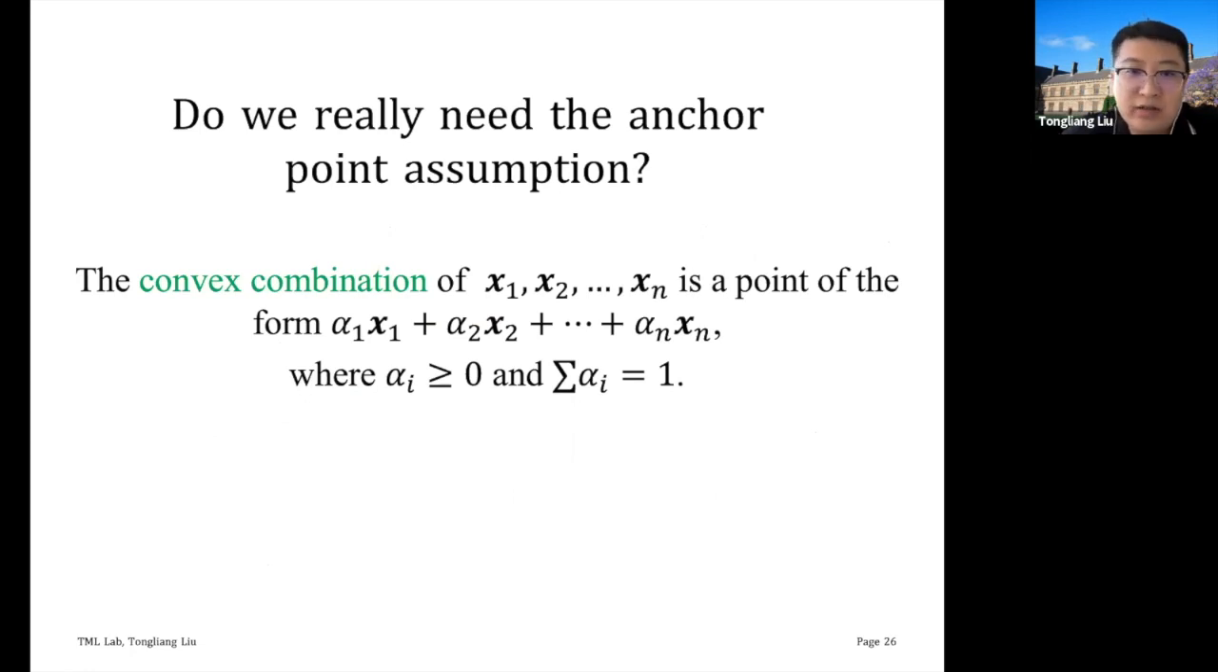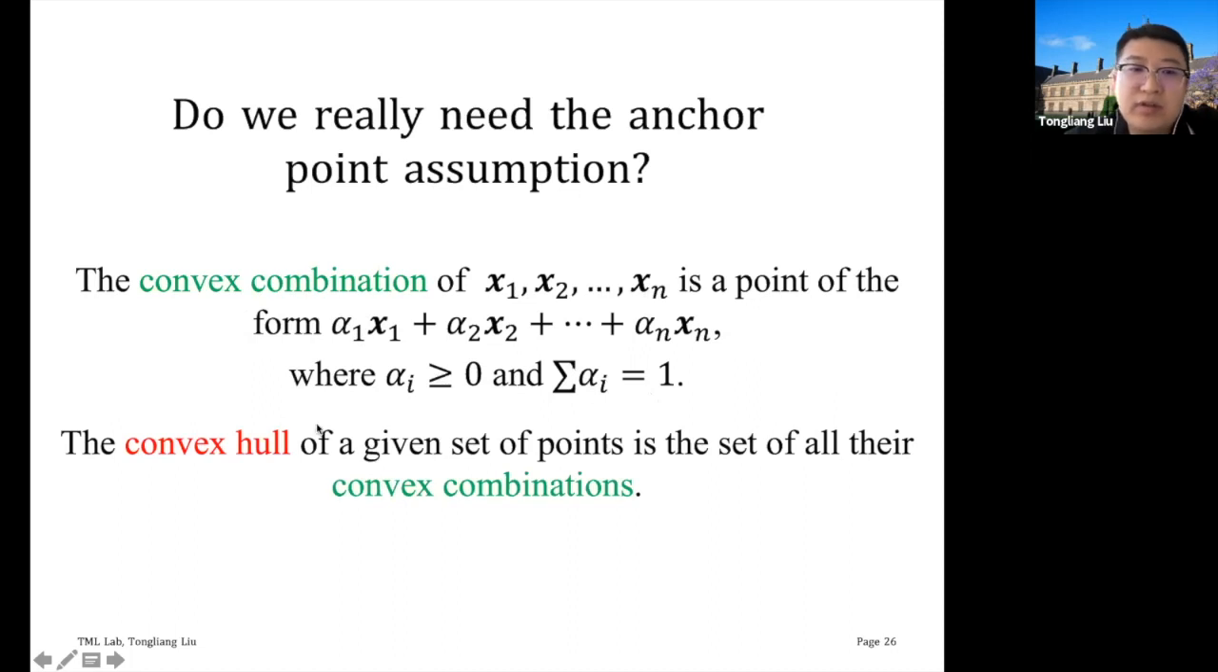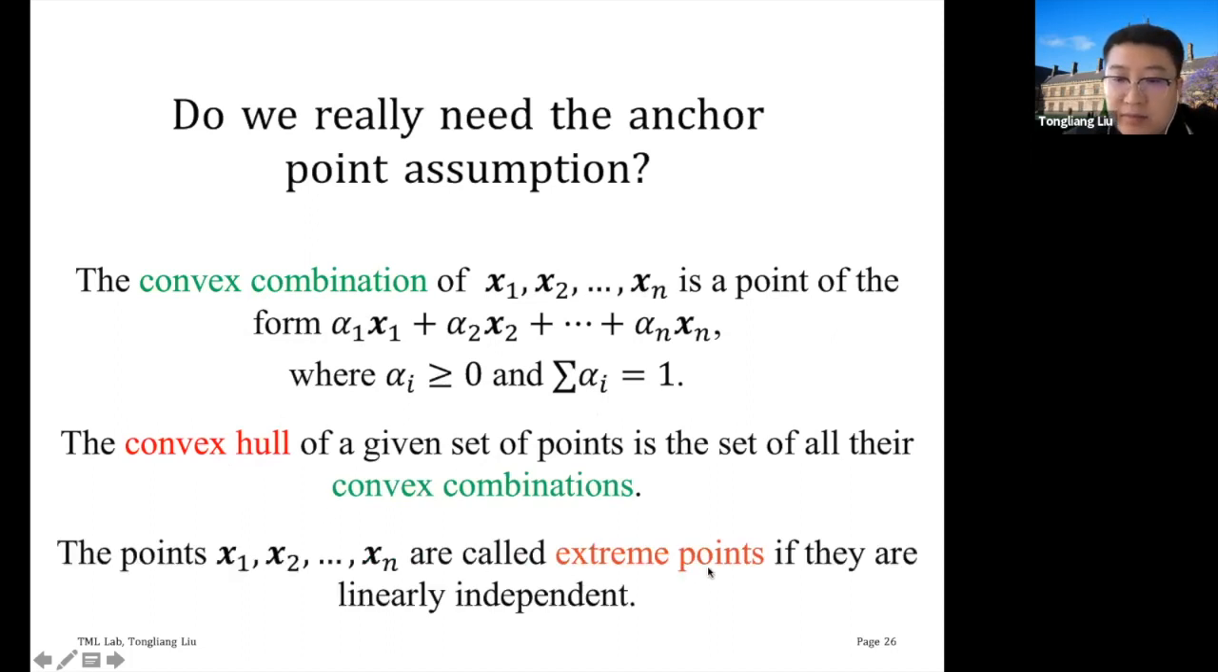We just introduce the intuition here, and to introduce the intuition, we need some definitions. The first one is the convex combination. Suppose we have n vectors. A convex combination of those n vectors is defined this way: each alpha is non-negative, and the summation of alphas equals 1. Also, we want to introduce the concept of convex hull. The collection of all the convex combination points constitutes the convex hull. And the concept of extreme ray, or extreme point: if x_1, x_2, up to x_n are linearly independent, then they will be the extreme points of this convex hull.